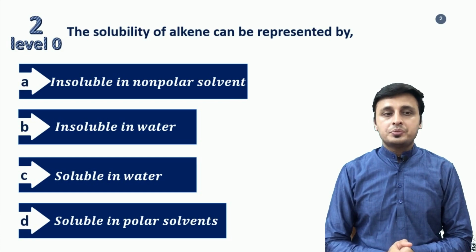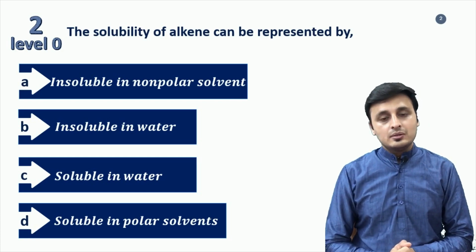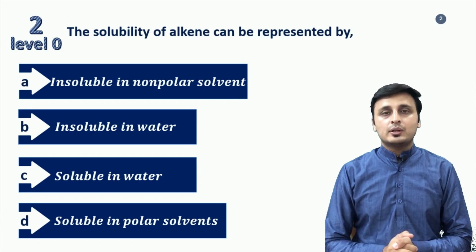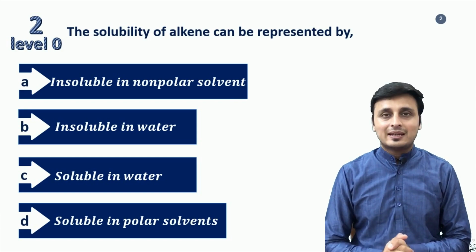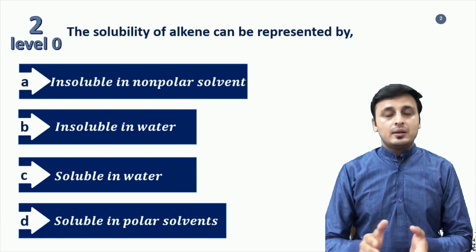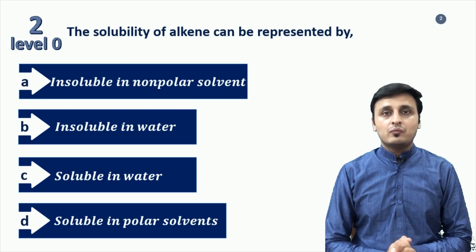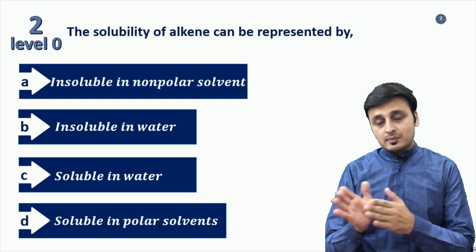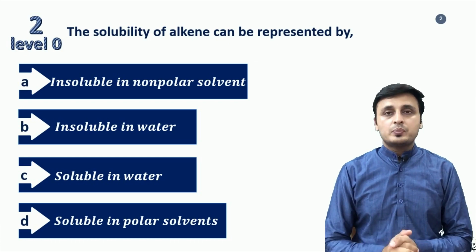Now let us see the options. Option A says that it is insoluble in non-polar solvent. No, they are soluble in non-polar solvent, so option A is incorrect. Option B says that it is insoluble in water. Definitely alkenes are insoluble in water because alkenes are non-polar compounds and water is a polar compound. So this option is a correct answer for this question.